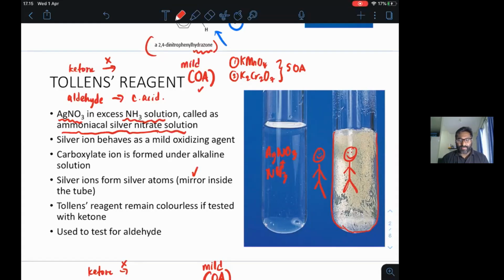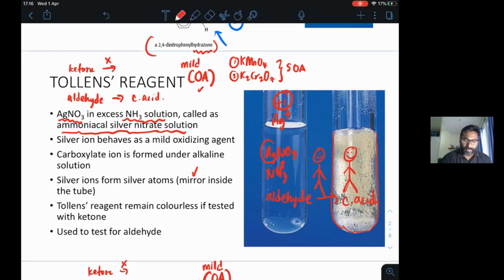What's going to happen is this silver ion is a very mild oxidizing agent. So this is the silver ion. Now, this silver ion can actually oxidize aldehyde, and it gets reduced. If you look at the oxidation number, it's +1. So if I put aldehyde there, the aldehyde can be changed into carboxylic acid.